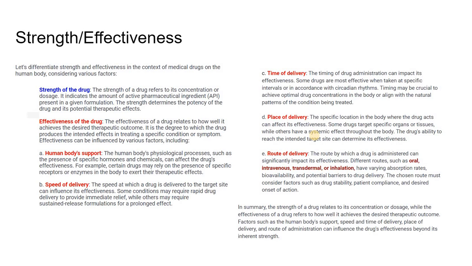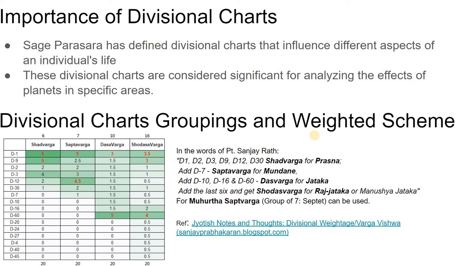So it's a study of the effectiveness, I would think. And we come to say Parashara has defined multiple divisional charts. We all know this for different aspects of our individuals' lives, and these are considered significant for analyzing the effects of planets in specific areas. He also, in fact, grouped them and gave them weights.